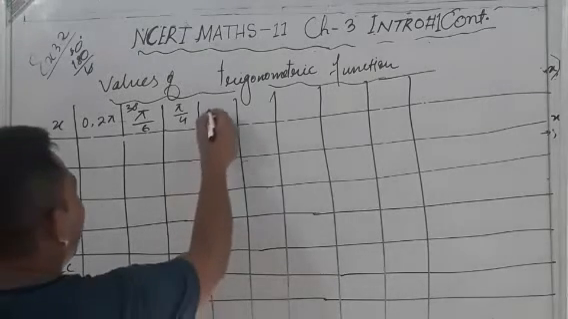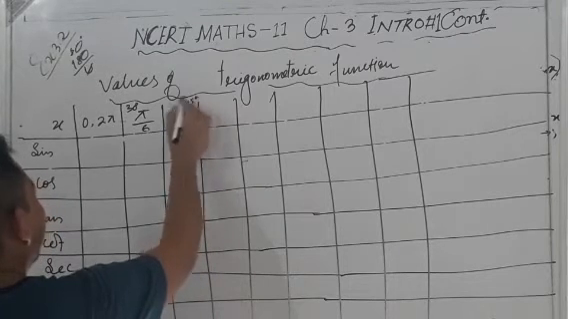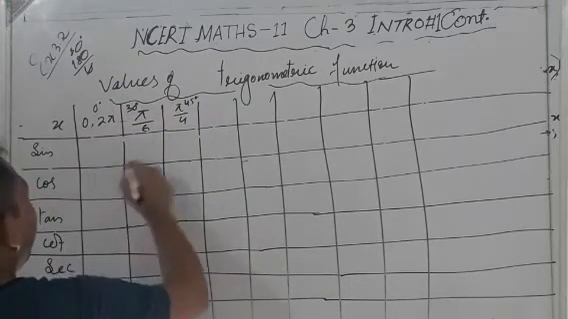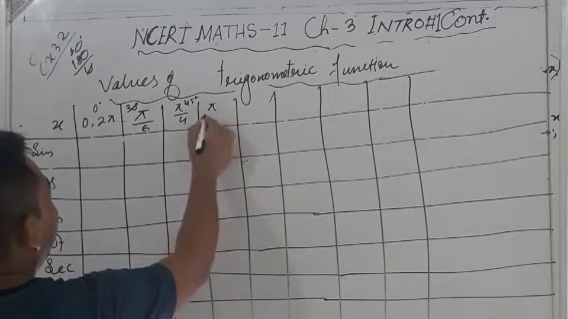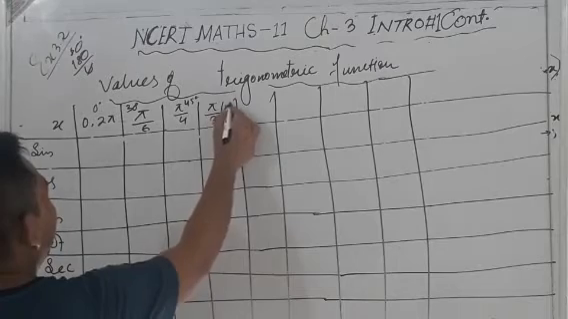Pi by 3. This is 45. Okay, this is 45 degree. So this is what? 0 degree. This is what? Pi by 3. Pi by 3 means what? That is 60 degree. Okay.